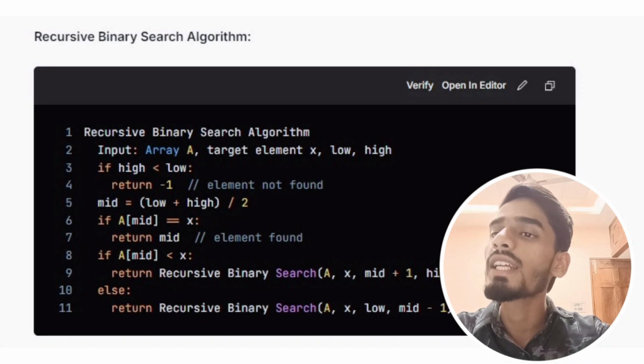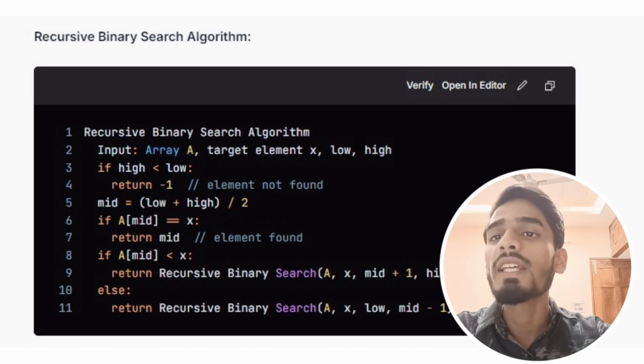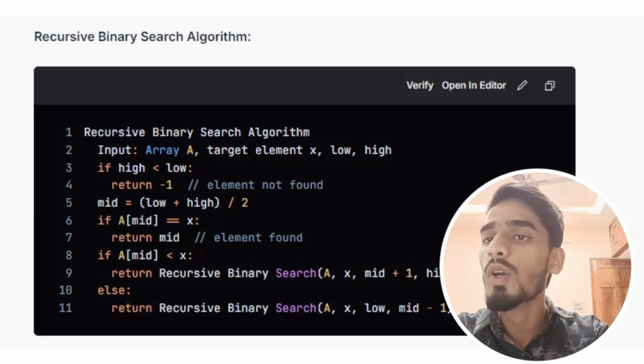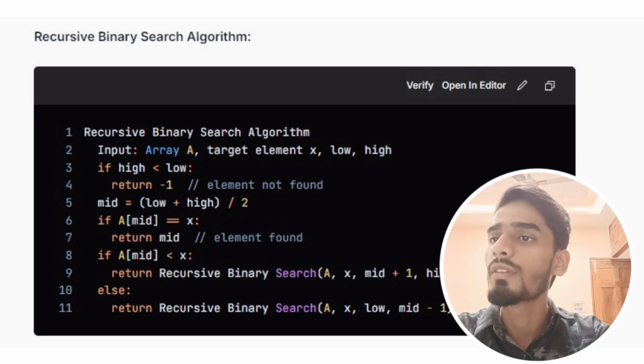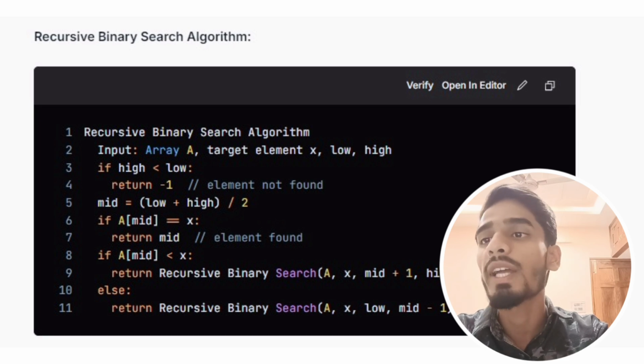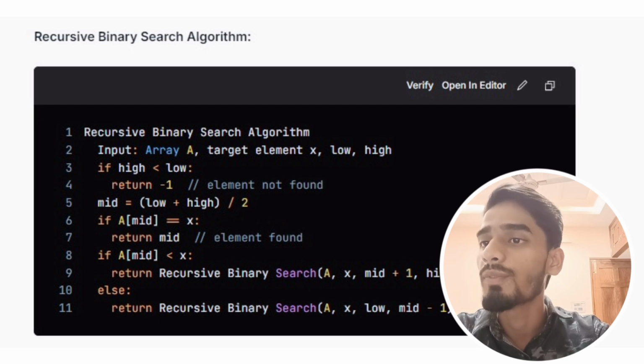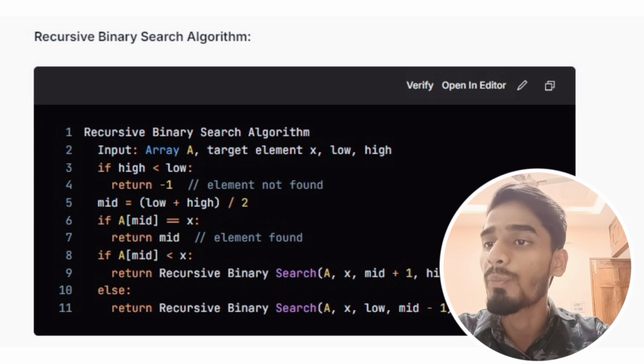Next, let us write an algorithm for recursive and iterative versions of binary search with data size n and estimate the time complexity of the algorithms. So, this is the recursive binary search algorithm. In this, we use an input array A, target element x, low and high. If high is less than low, then we return -1, which means element not found.